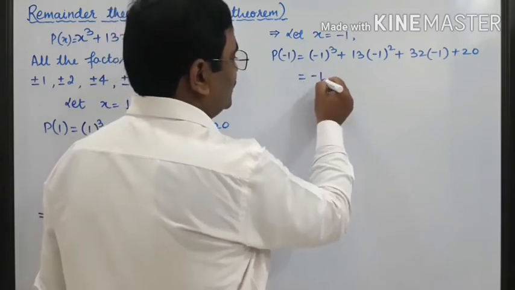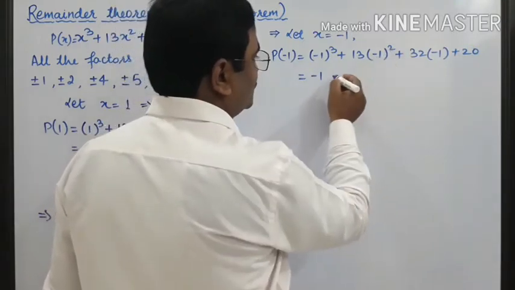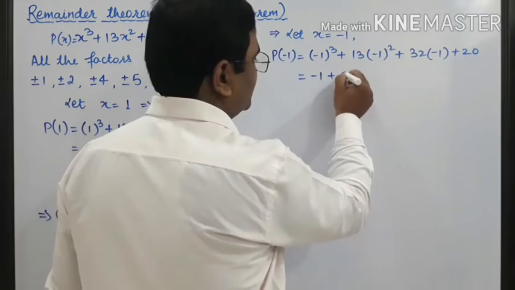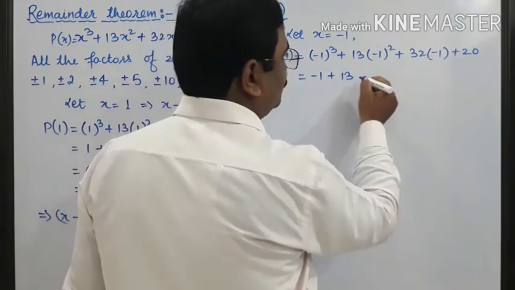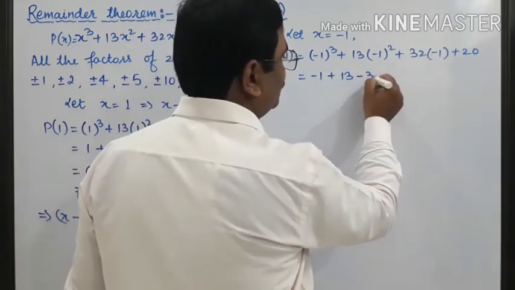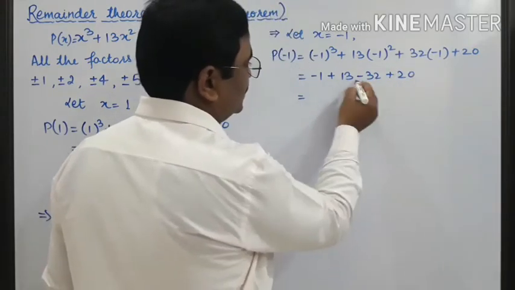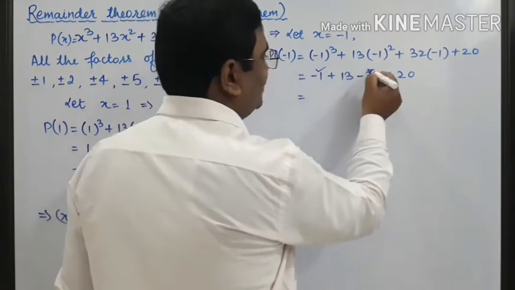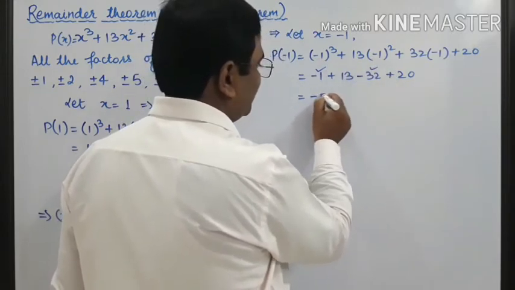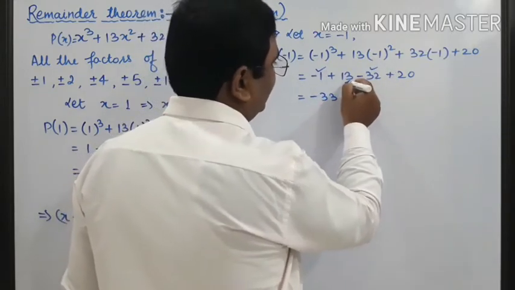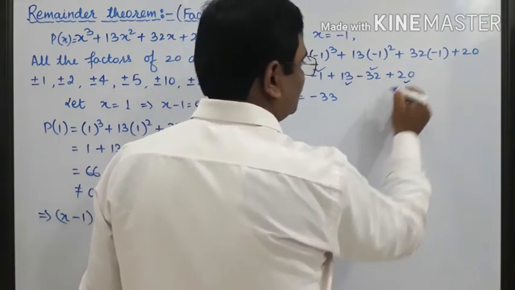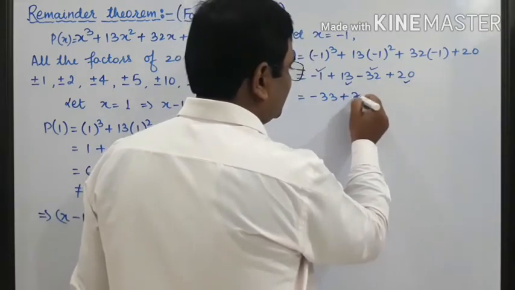This is minus 1, minus 1 square is plus 1, 1 times 13 is 13, 32 into minus 1 is minus 32, and plus 20. So you will get minus 1 and minus 32, which can be written as minus 33, and plus 13 plus 20, that can be plus 33.